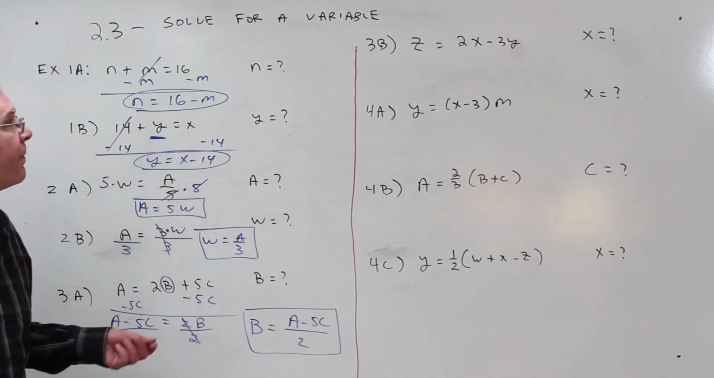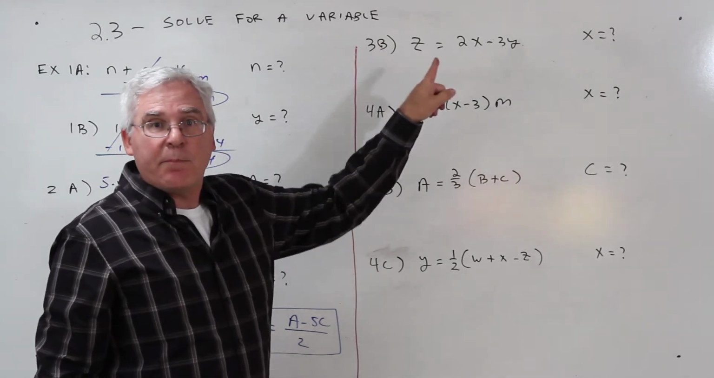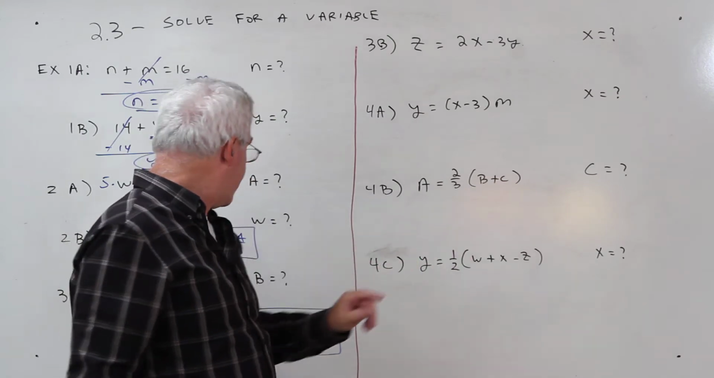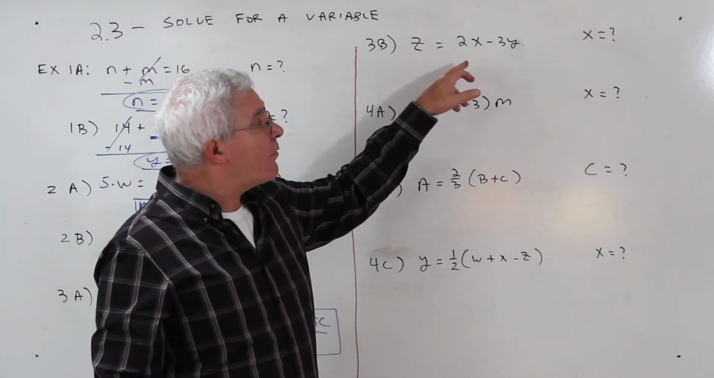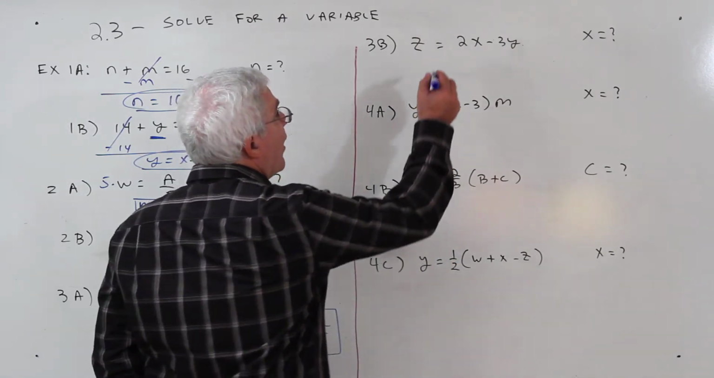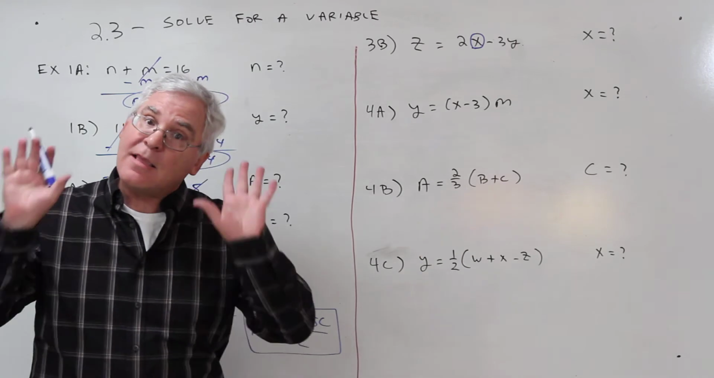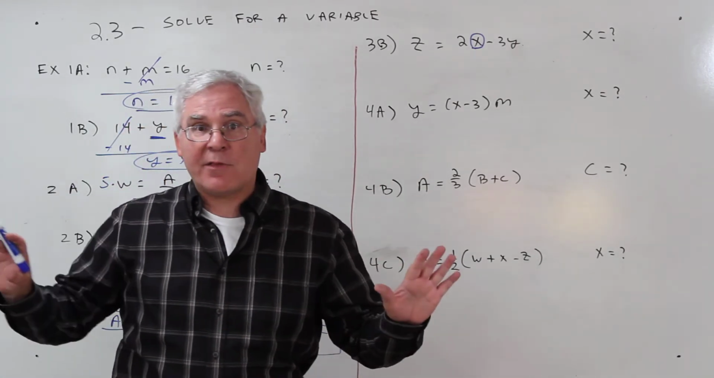Okay, a few more. 3b. z, I dash my z so they don't look like 2's. I also dash my 7's so they don't look like 1's. z equals 2x minus 3y. I want to get x all by its lonesome. Again, take care of the coefficients last. Take care of the plus or minus things first.